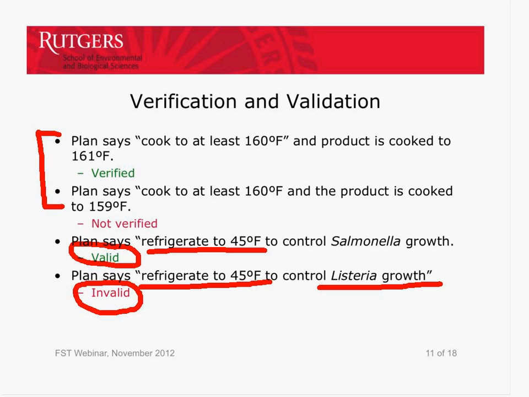Listeria grows below 45. But what if you change the temperature to one that did control Listeria and you still said all pathogens? Well, the pathogens that might be of concern in food safety change over time. So what if another pathogen comes along that's able to grow at an even lower temperature? Well, now your plan is also invalid scientifically.